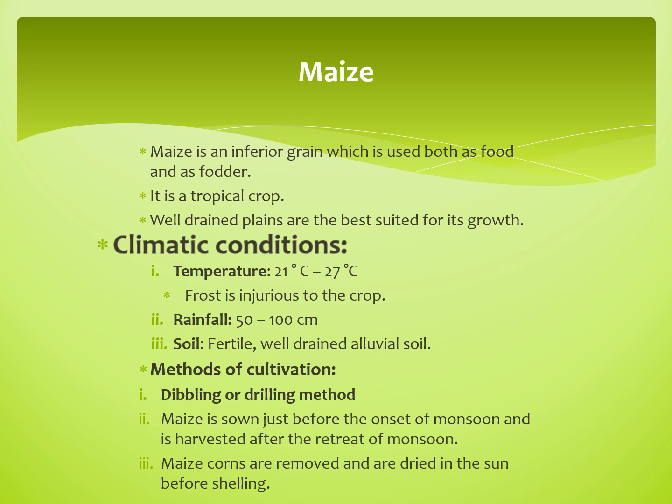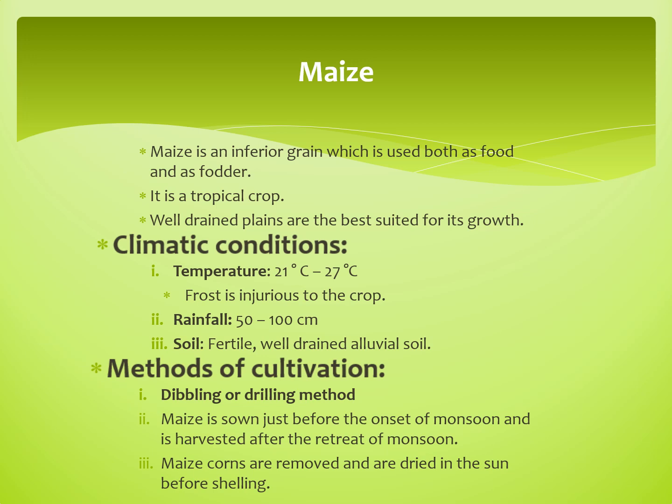Soil. Since maize is grown in almost all parts of the country and is used as a rotational crop, it can be grown on a variety of soils, from deep, heavy clay to light sandy soils. Fertile, well-drained alluvial soil or red loam soils, free from coarse material and rich in nitrogen, are best suited for maize cultivation. Now have a look at the methods of cultivation.